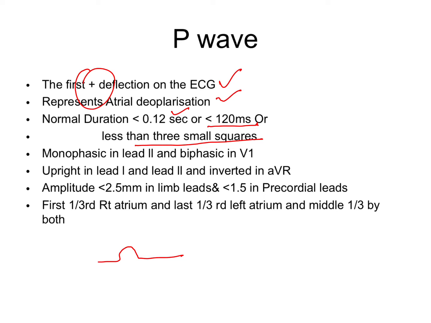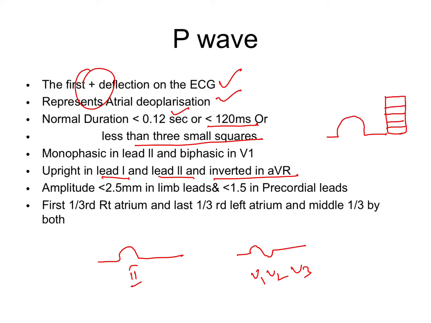P waves are usually monophasic in lead 2, and may be biphasic in V1, V2 and V3. They are upright in lead 1 and lead 2, and inverted in aVR. This is the amplitude of the P wave. It is usually less than 2.5 mm in limb leads and less than 1.5 mm in precordial leads. That means in limb leads the size will be hardly more than 2 small squares, and it will be less than 1.5 in precordial leads.